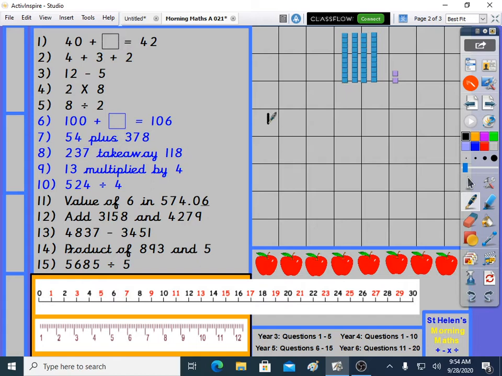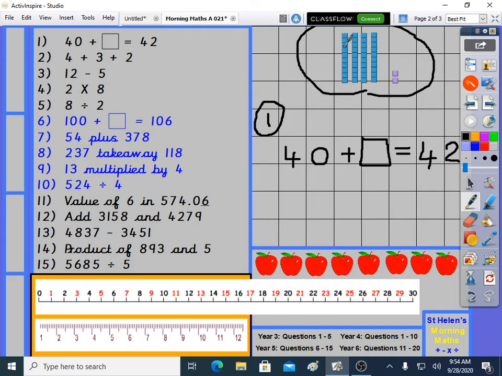Question 1 for year 3 level. 40 plus a mystery, missing box, equals 42. We have a picture of 42 up here. See, we've got the 40, 1, 2, 3, 4 tens. We've just got to add 2, because 40 plus 2 equals 42. So what goes in the missing box is 2.